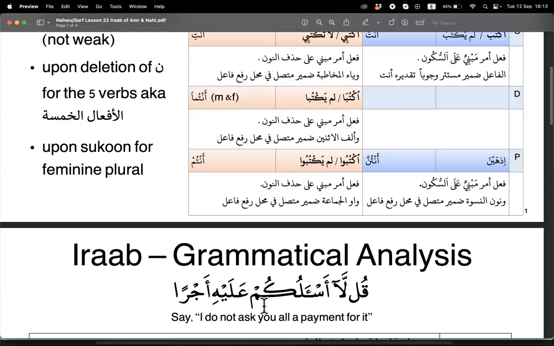Ya. Domir muttasil, fi mahali jar. Why jar? Dhamir muttasil can be nasab or jar. It is attached to a fi'il, so is it nasab or jar? Attached to fi'il, fi'il, fa'il, maf'ul. So nasab. You have to remember that: attached pronoun, fi'il, maf'ul. So it must be fi mahali nasab.